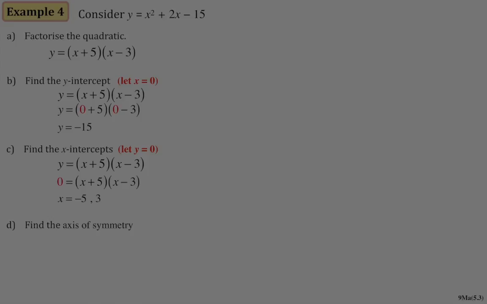Now we need to find the axis of symmetry. Well, the axis of symmetry is always halfway between the two x-intercepts. What's halfway between minus 5 and 3? When you want halfway between two numbers, you add them up and divide by 2. So you go minus 5 plus 3 over 2. Do that on your calculator or in your head. What's minus 5 plus 3? That's minus 2, and minus 2 over 2 gives minus 1. So the axis of symmetry is at x equals minus 1.